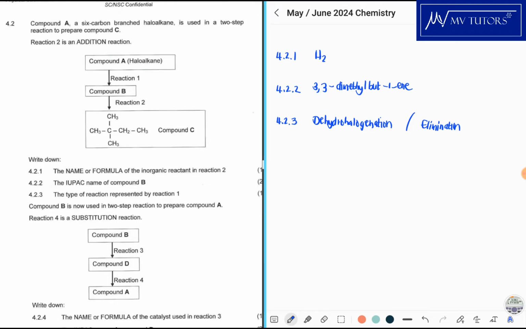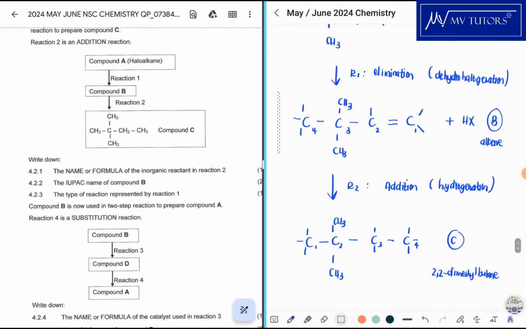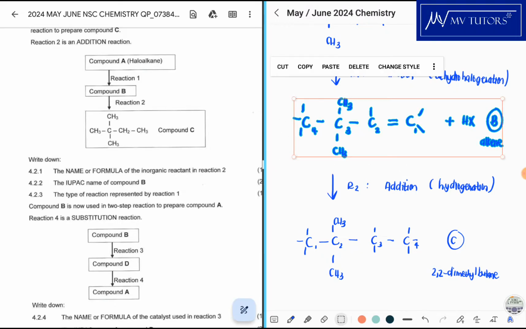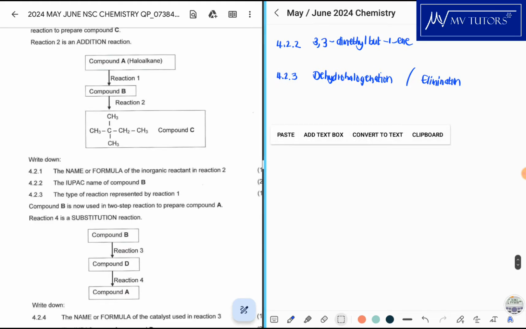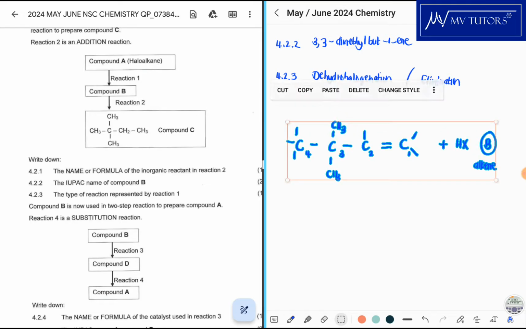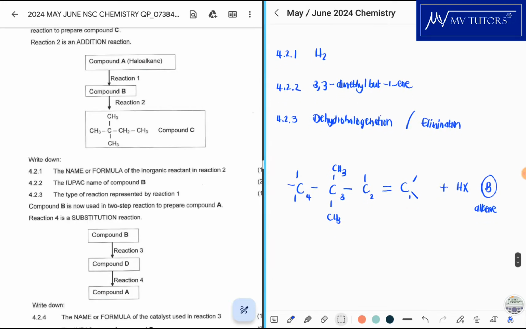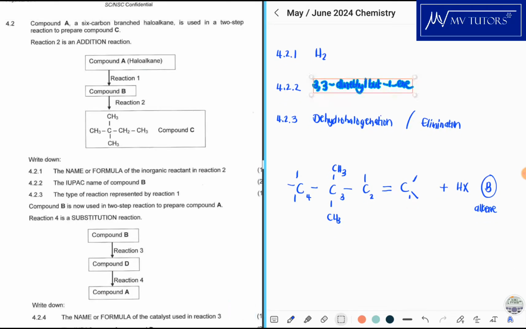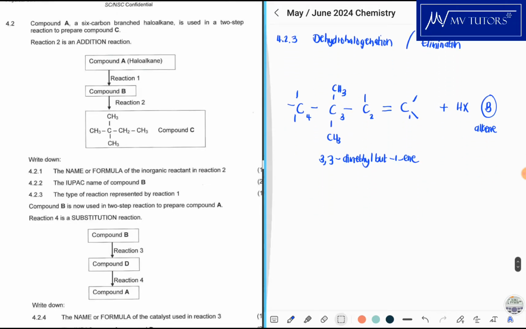Reaction 4 is a substitution reaction. So compound B, there we are. I'm going to copy and paste. So we have compound B. We're starting with it. And we already said compound B is what? We said compound B is 3,3-dimethylbut-1-ene, right? Okay, that's compound B. And then we have reaction number 3.